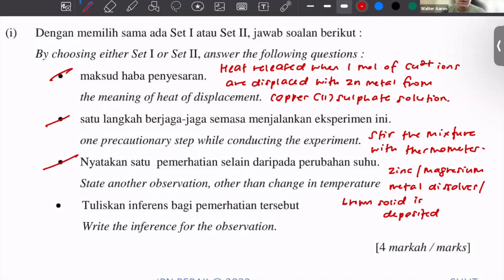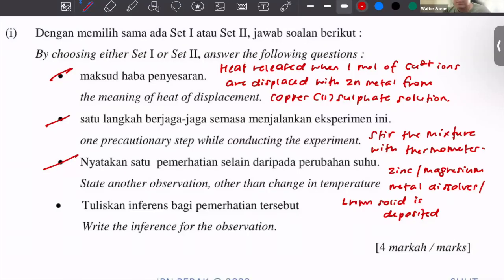And then they ask you for one inference. Inference refers to a reason for what you see, for the observation. So for example, you're seeing that the brown solid is deposited and the zinc metal is dissolving. What is your inference for this particular experiment? You can say that zinc reacts with copper(II) sulfate solution, or you can say that zinc is more reactive, so it displaces the copper.